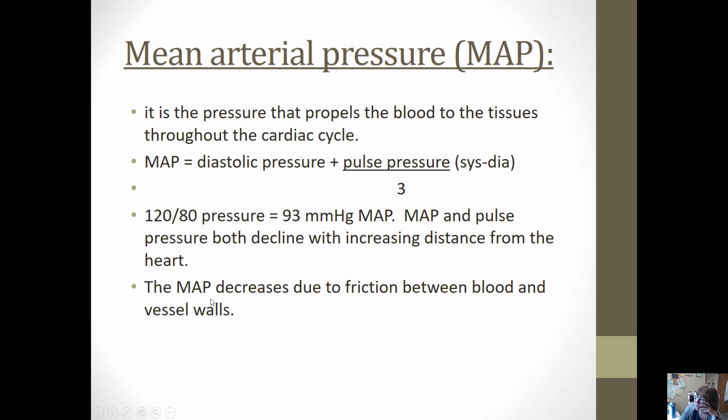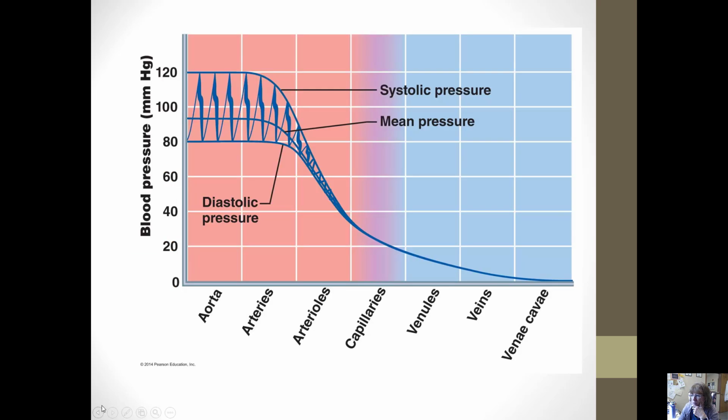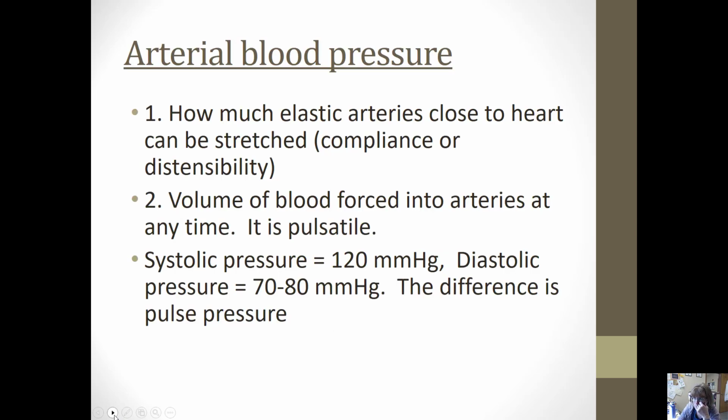And mean arterial pressure also decreases due to the friction between the wall of the vessel and the blood. And so we saw in this previous picture how mean arterial pressure is dropping off as we get farther away from the heart. And as the diameter of the blood vessels gets smaller, then we're going to increase the resistance, and the pressure will also drop because of that.